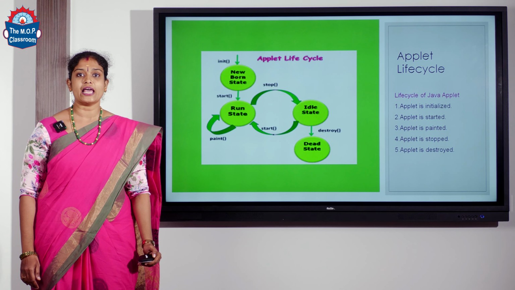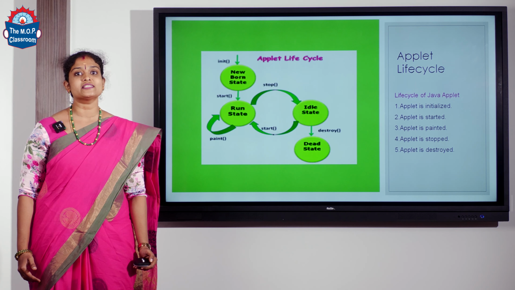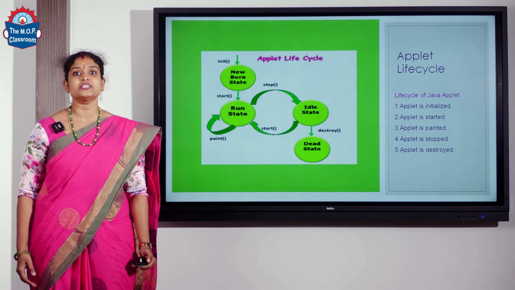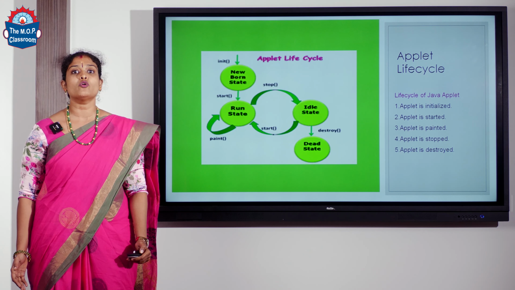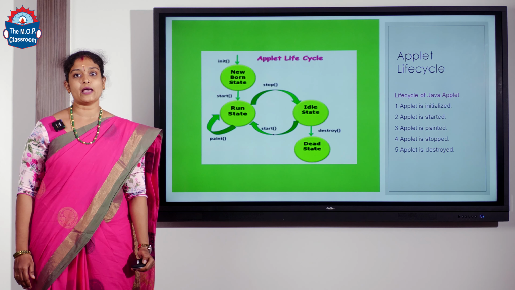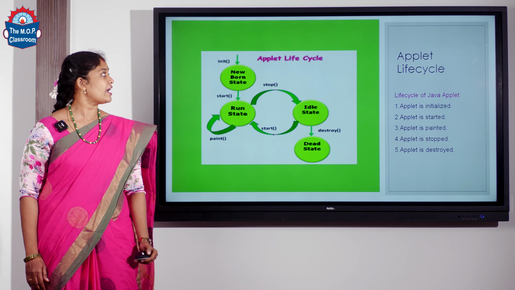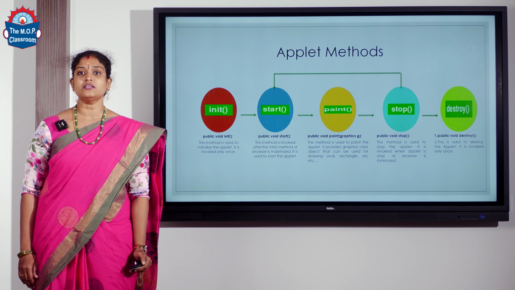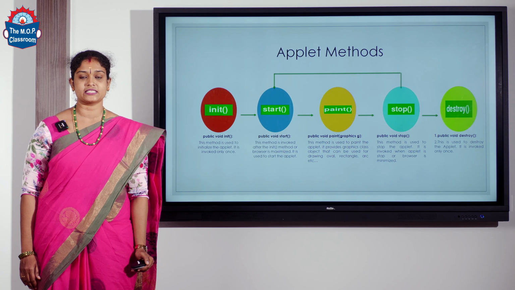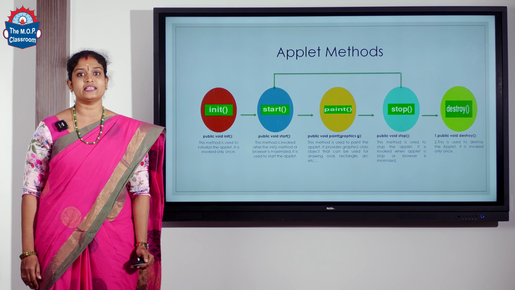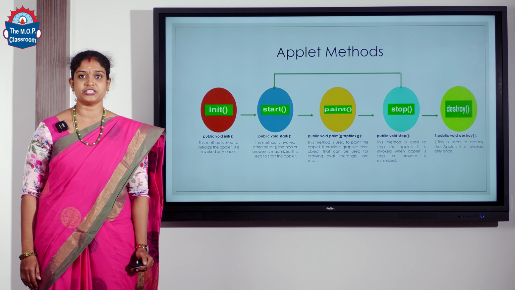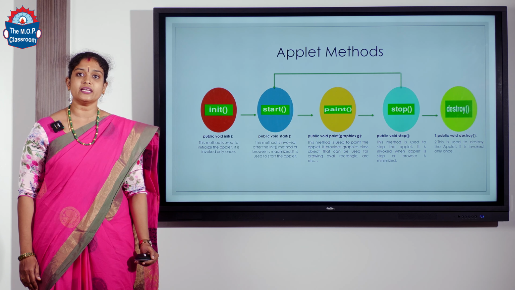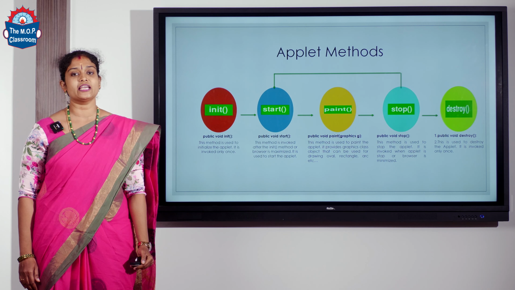Next we have the idle state. From the running state we can move on to the idle state with the help of the stop method. The stop method helps us move the applet from its execution state to the idle or halt state. After the halt state, if everything is right, we can either go back to the running state or destroy the applet with the destroy method. So we have 4 different stages and 5 different methods. The init method helps us initialize the applet. Once the applet is initialized, we can move it to the running state.